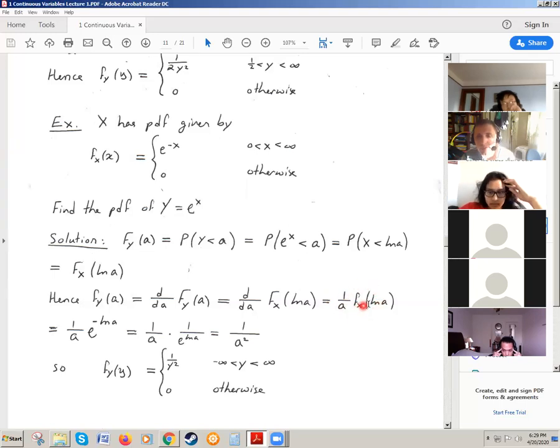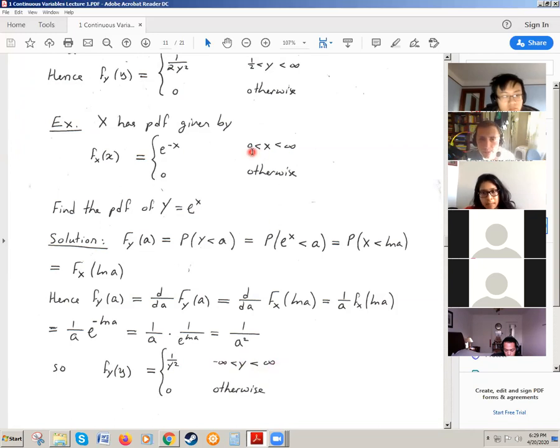Okay. Now, what is f_X of ln A? Well, it's e to the power of this number. So it's e to the power of minus ln A, which is the same as 1 over e to the ln A, and they are inverses of one another. So this is just 1 over A. So this number is 1 over A. So we have 1 over A squared. So that means that my density function for Y is just 1 over Y squared for Y equal to a number between minus infinity and infinity, right?